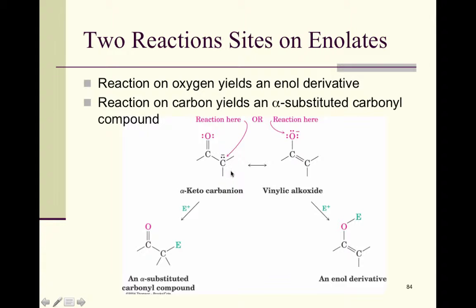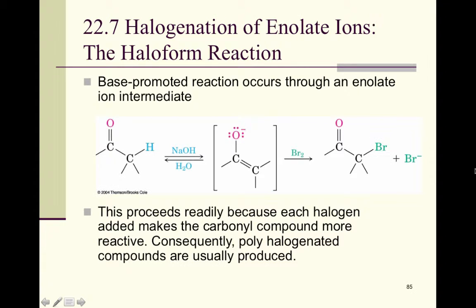Let's take a look at what happens with the alpha-keto carbanion. The electrophile, when it comes in, is going to cause an alpha-substituted carbonyl compound. On the vinyl side, when the electrophile comes in, we're going to have an enol derivative. The electrophile is now bonded to that oxygen.